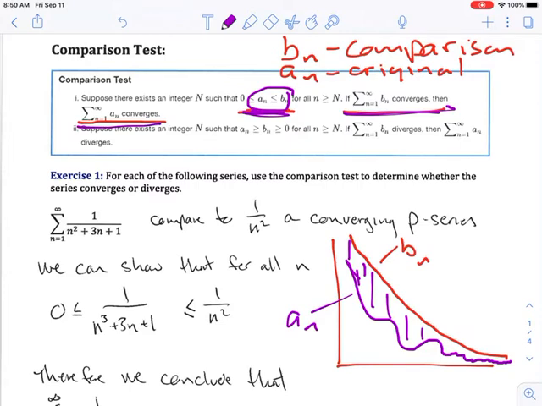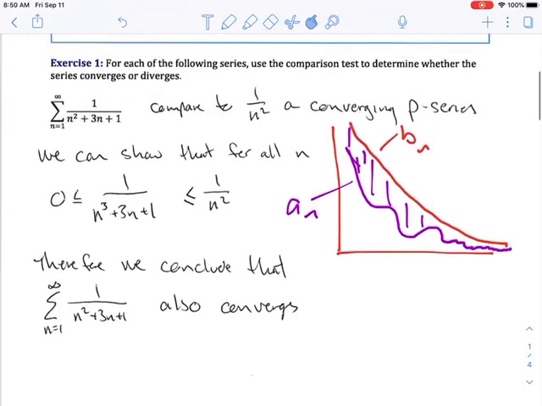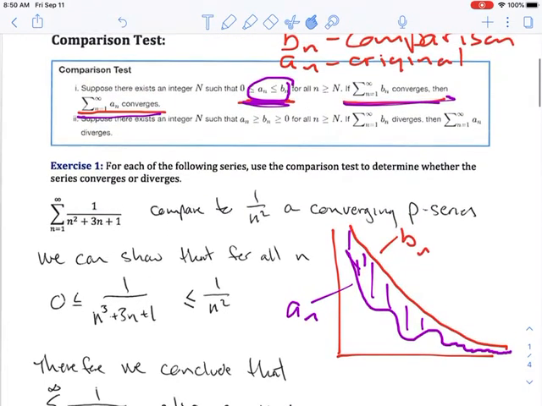Let's take a look at the first example, which is right here. The series that we're working with is 1 over n squared plus 3n plus 1. One of the tricky parts of using the comparison test is finding an appropriate comparison series. The appropriate comparison series, B sub n, has to be something that we already know whether it converges or diverges.